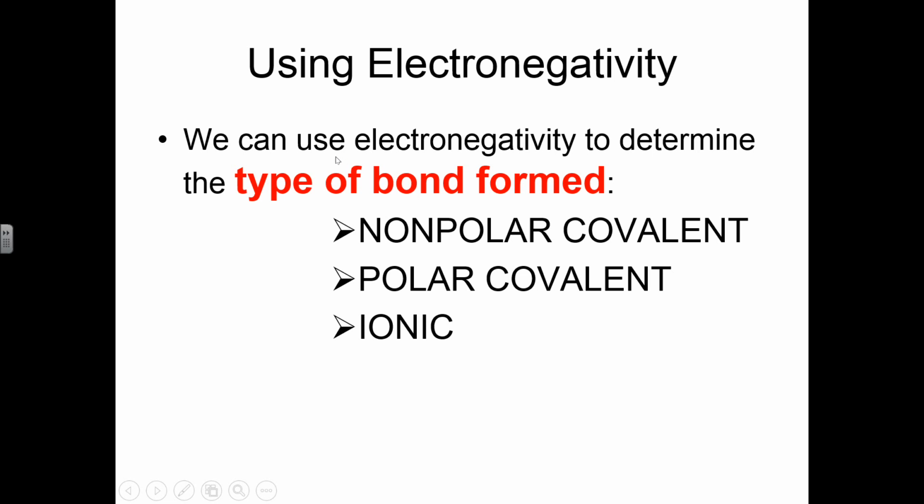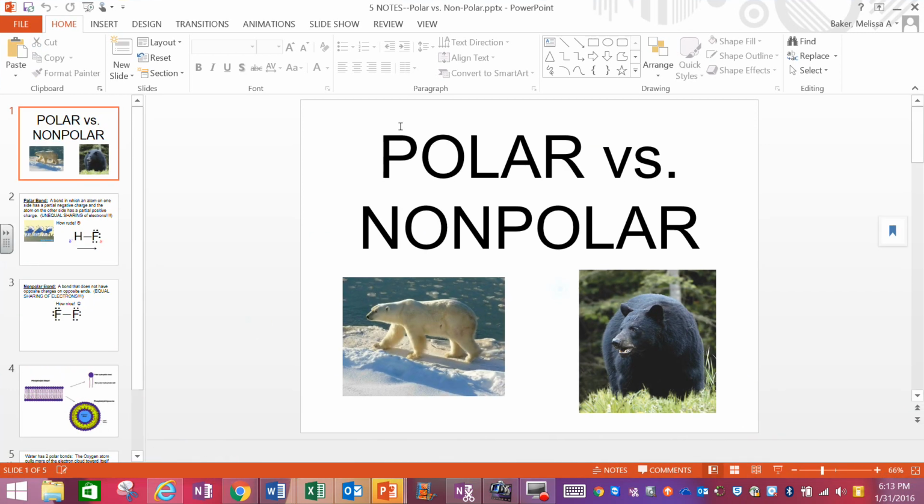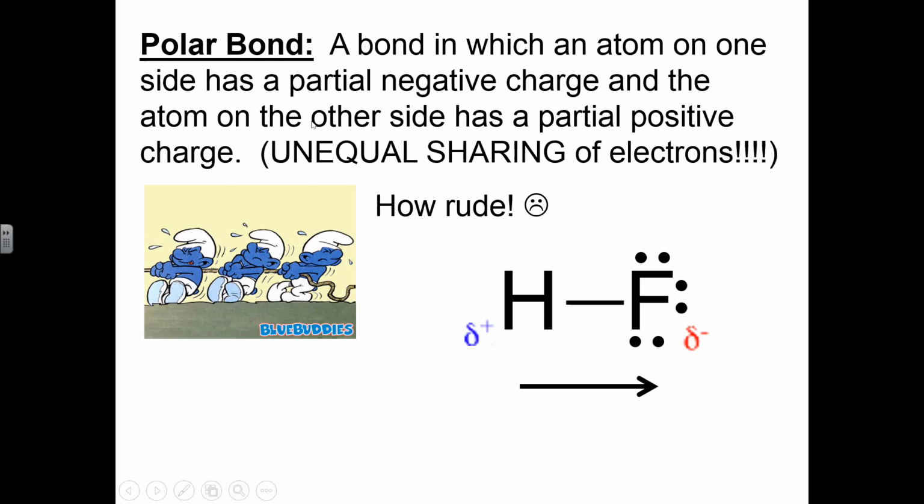So what's the difference between polar and nonpolar? So check this out. Haha, polar, nonpolar. There are my bears there. A polar bond is where it's not an equal sharing of electrons. One element is stealing part of the other one's electron cloud. How rude, I wrote. So here the fluorine is greedier. It has a larger number on the electronegativity scale, 3.98. Hydrogen's is only 2.1.